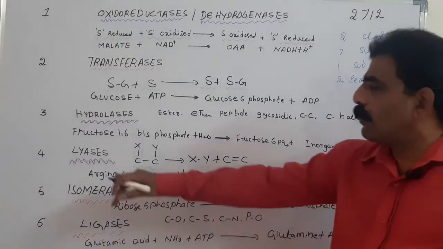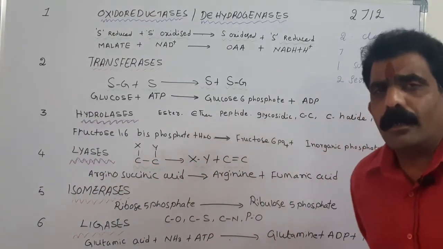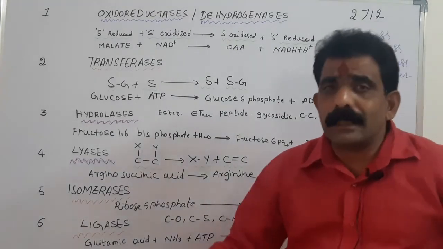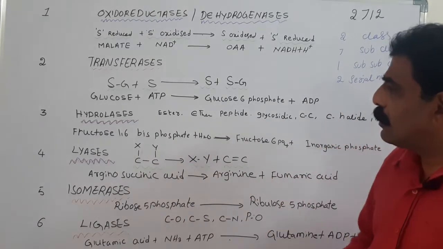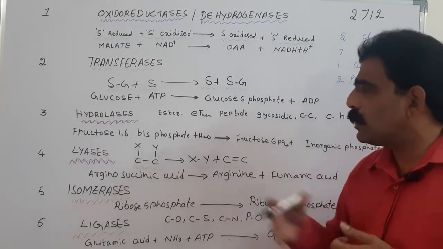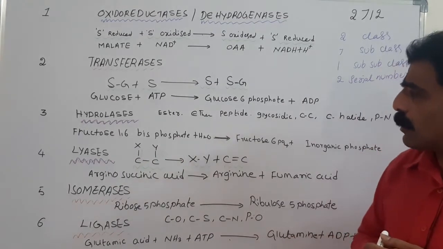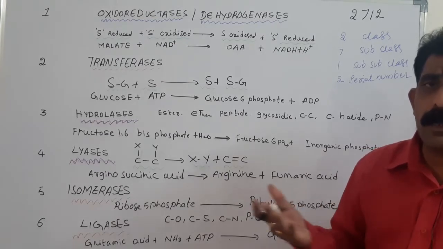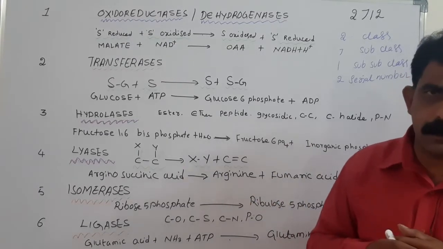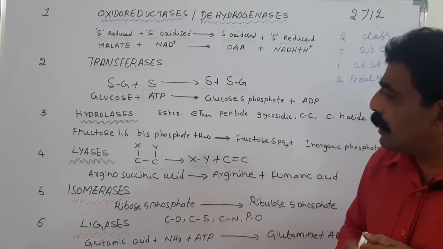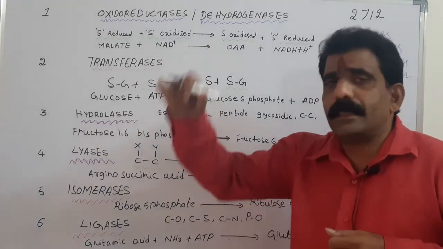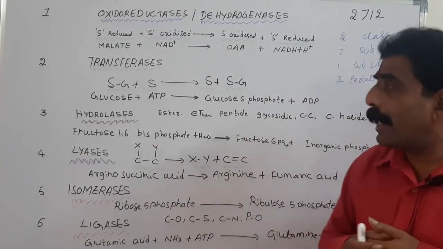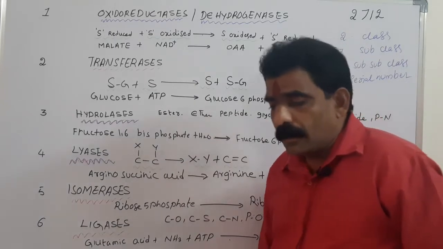Coming to the fourth class, lyases. Lyases are the enzymes which are responsible for the lysis of bonds, same as in hydrolysis. Here also, these are responsible for the removal of groups from the substrate molecules. Then what is the difference between lyases and hydrolases? The difference is this: hydrolases utilize water molecules. By utilizing water molecules, by hydrolyzing the bonds, they remove the groups.